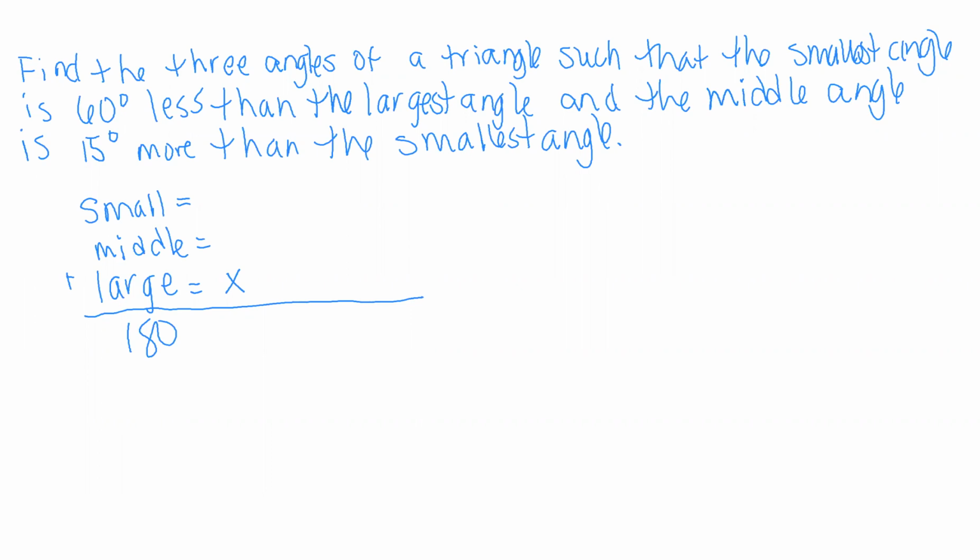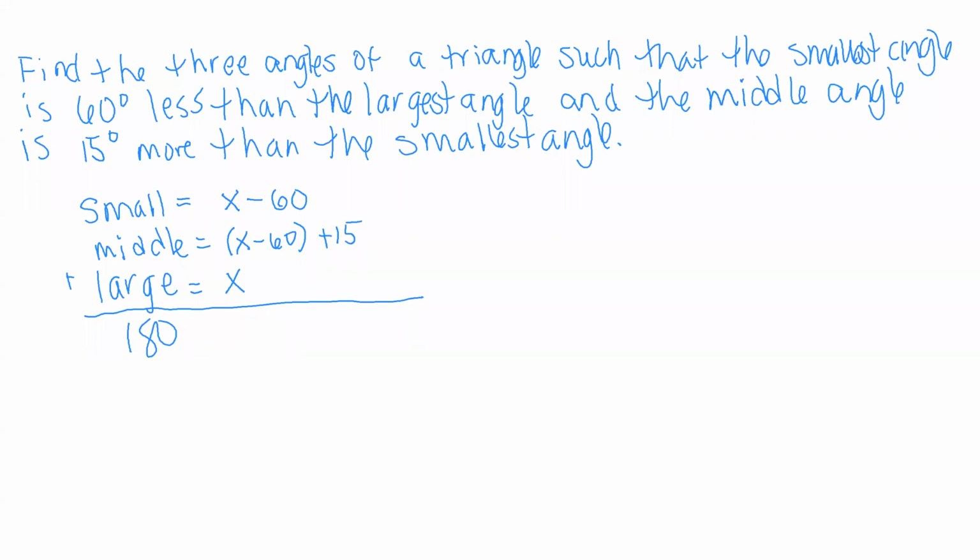Now, given that the largest angle is x, let's answer the questions about the smallest angle and the middle angle. If we go back to the smallest angle, we're told that it is 60 degrees less than the largest angle. So the smallest angle is going to be x minus 60. Now, the middle angle you got to be a little careful with. We haven't seen anything exactly like this so far. They take the middle angle and refer it back to the smallest angle, not the largest angle. Here it says the middle angle is 15 degrees more than the smallest angle. So the middle angle is the smallest angle plus 15 more.